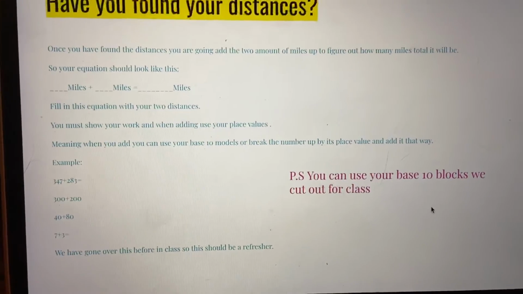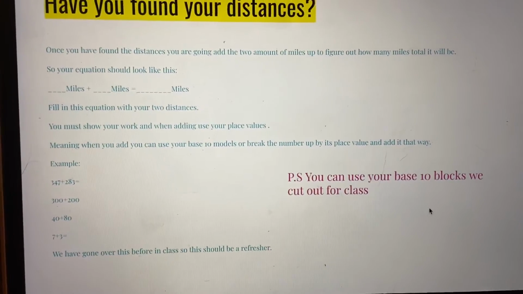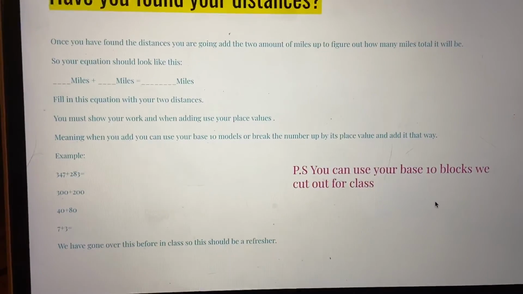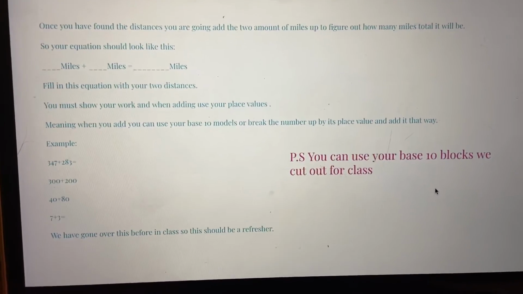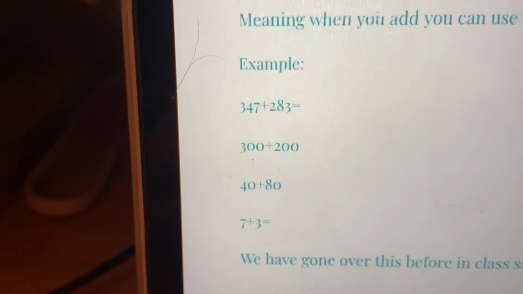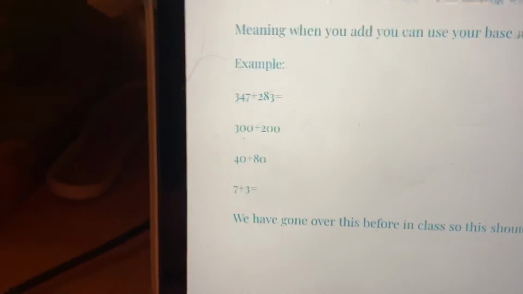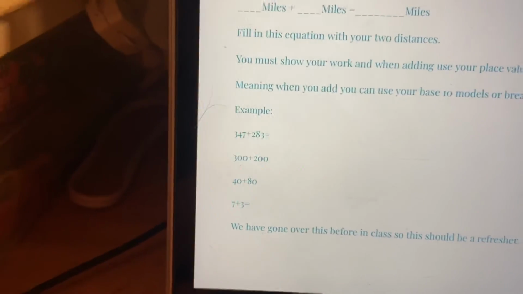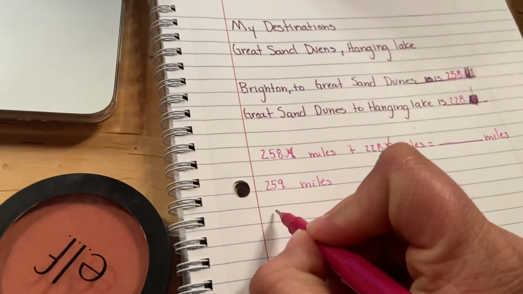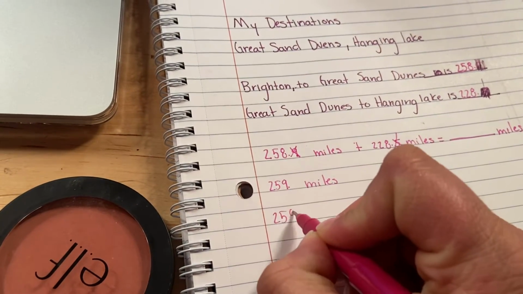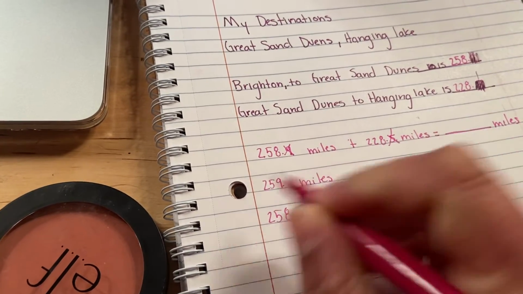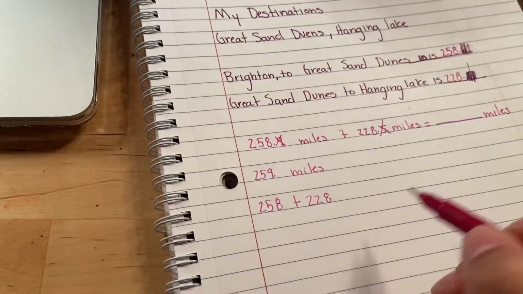You guys can use your base 10 blocks that I gave you at the beginning of the semester, or you can use the place value method to add. And I did show that right here, where you break it down. So I will show you that method with mine. So I'm adding 258 plus 228, okay? Sorry, guys.